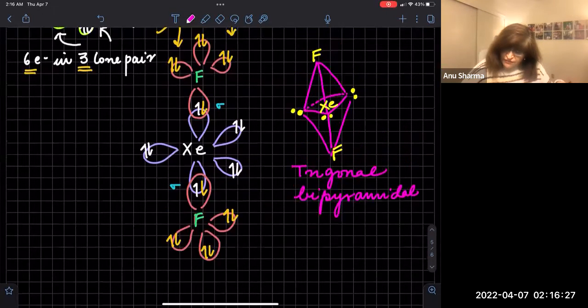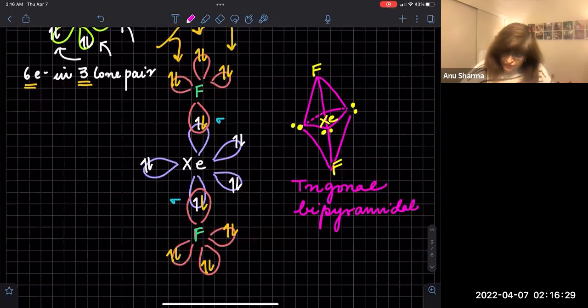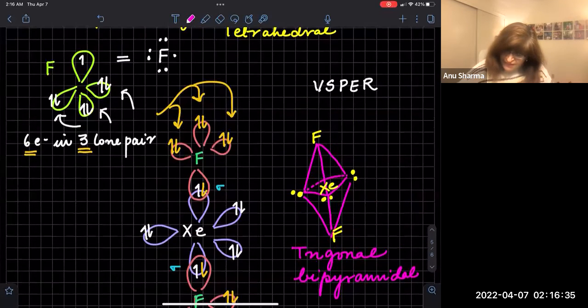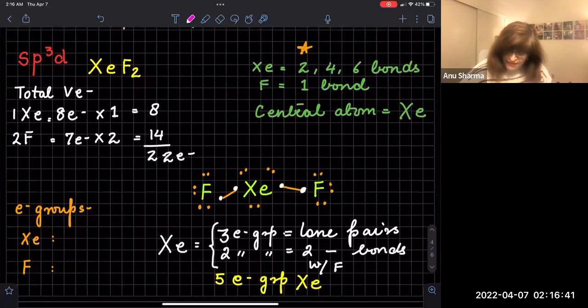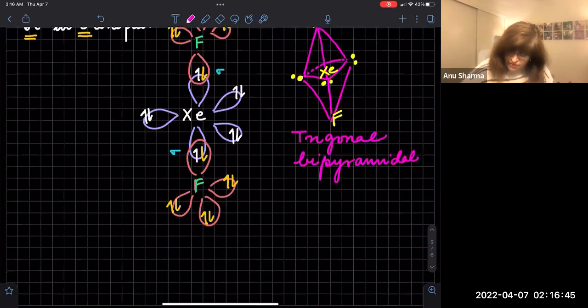So did we use all the electrons? If you count them, 1, 2, 3, 4, 5, 6, 7, 8, 9, 10, 11, 12, 13, 14, 15, 16, 17, 18, 19, 20, 21, and 22. All the 22 electrons have been used. 22 electrons and 22 electrons. Okay, so that's the electron group geometry, trigonal bipyramidal.